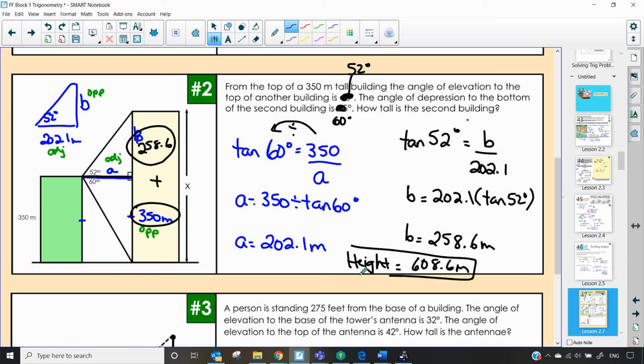Okay, quite often I see students that will take and add the 258 and the 202, which means we're adding the width of the building plus the height of the building. That won't give us the height of the bigger building.